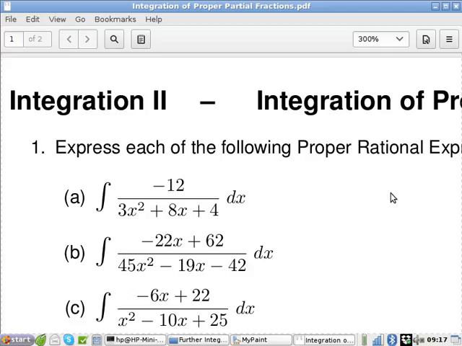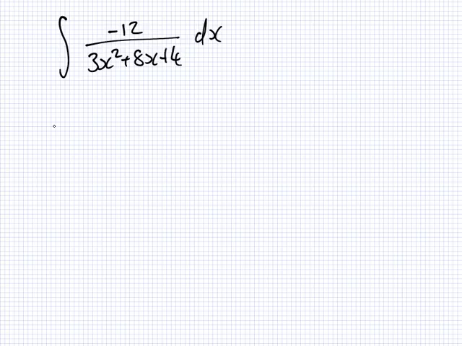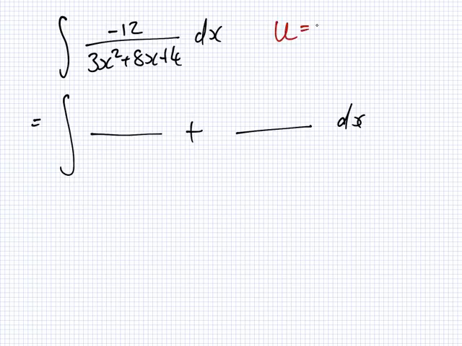Okay. So, minus 12 over 3x squared plus 8x plus 4. We know what to do here. This is the two factors. You see, now we can't integrate this. You might think, what about if I make u equal this? Doesn't help. And maybe you think, what if I complete the square? Doesn't help.